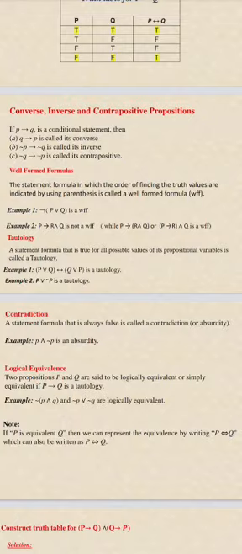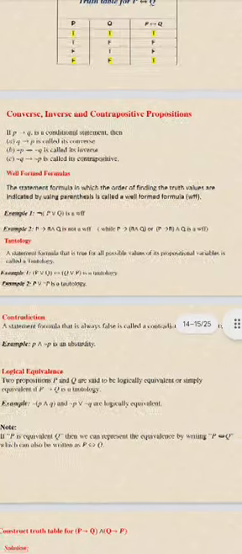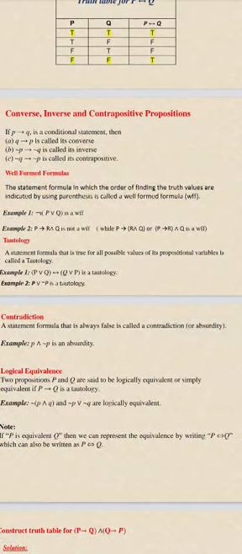Next, the inverse statement: not P implies not Q. This is called the inverse proposition. The third one is the contrapositive. The contrapositive is the negation of the converse statement: not Q implies not P. It is called the contrapositive proposition.